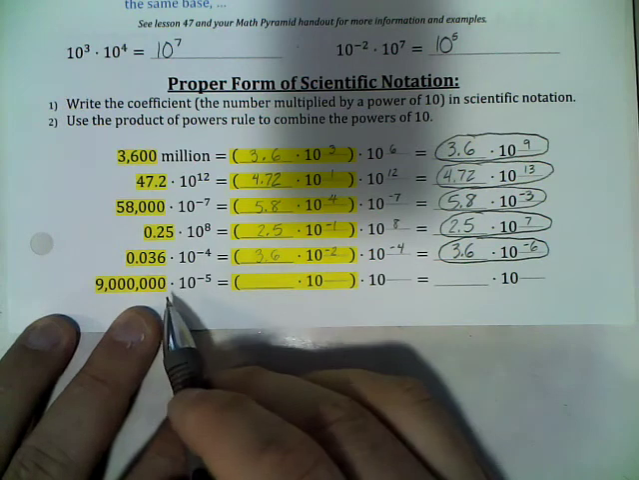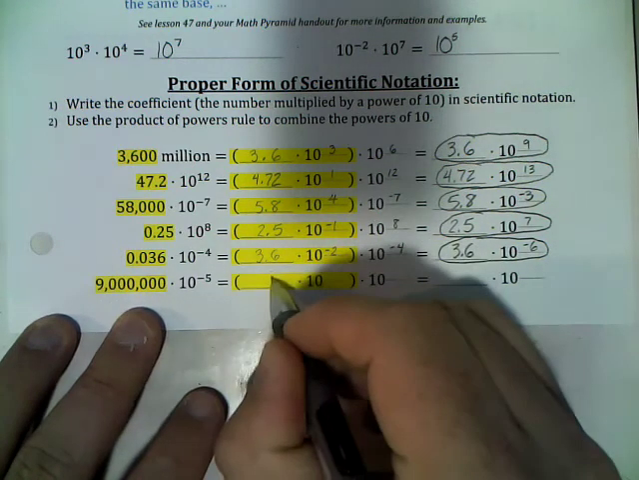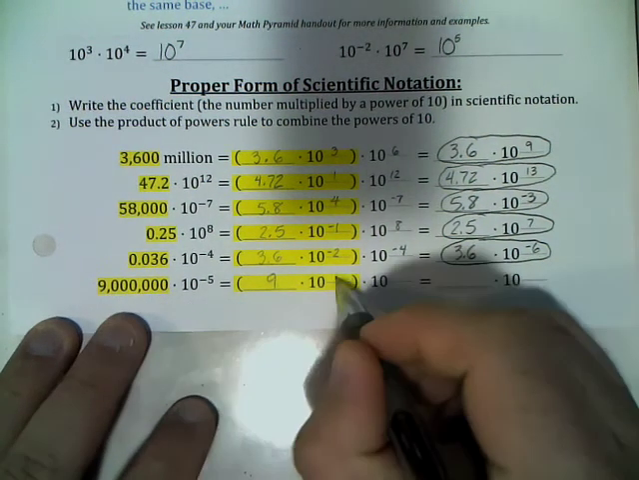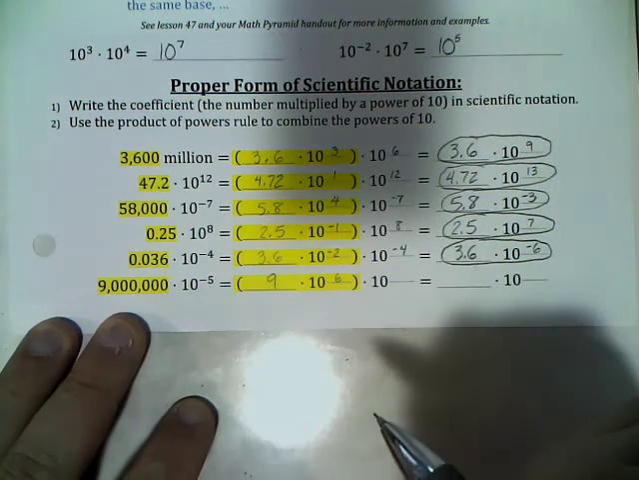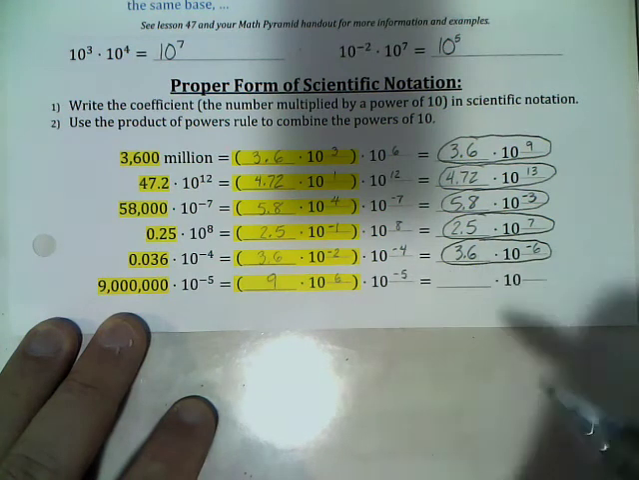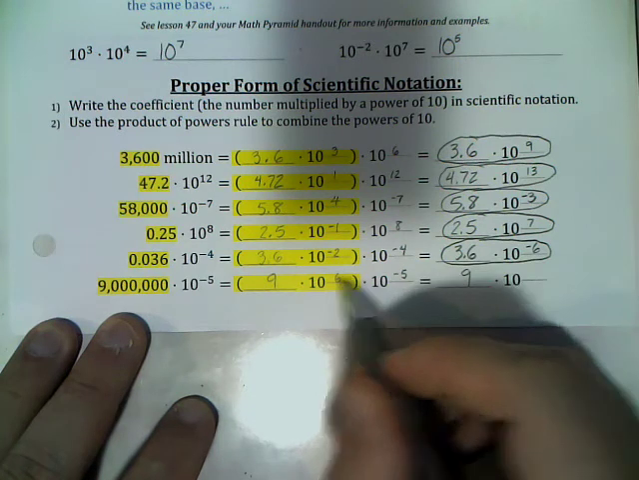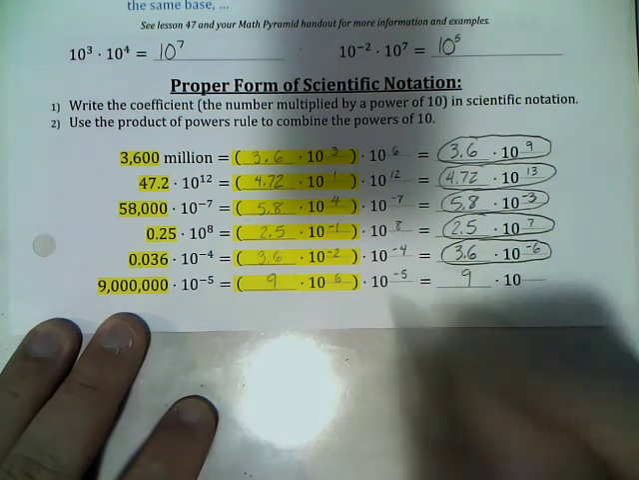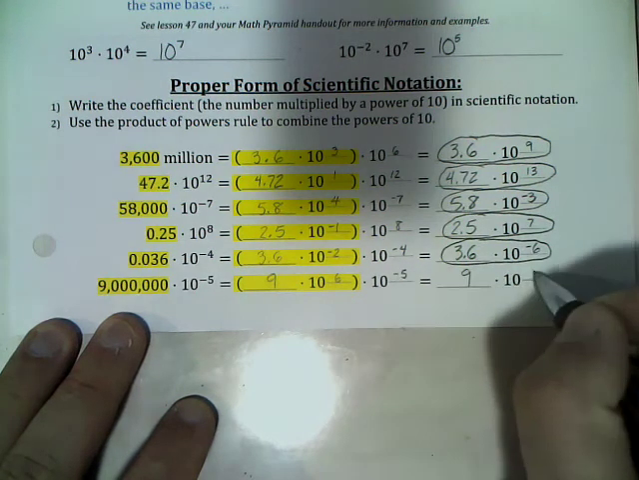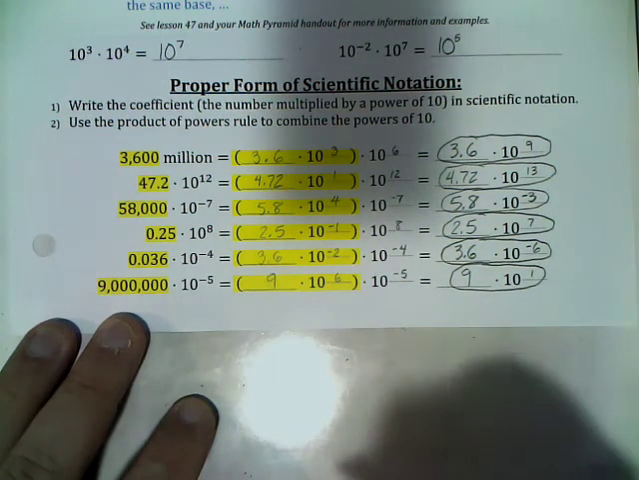All right. And last example here. Obviously, the 9 will be my coefficient. And I need to move the decimal 6 times to go back to the original. Now I'm going to copy down my 10 to the negative 5th. And so my coefficient is 9, but then 6 plus a negative 5. So different signs means I'm going to subtract. 6 minus 5 is 1. And since the bigger number is positive, it'll be a positive 1. So this is really 9 times 10 to the 1st power.